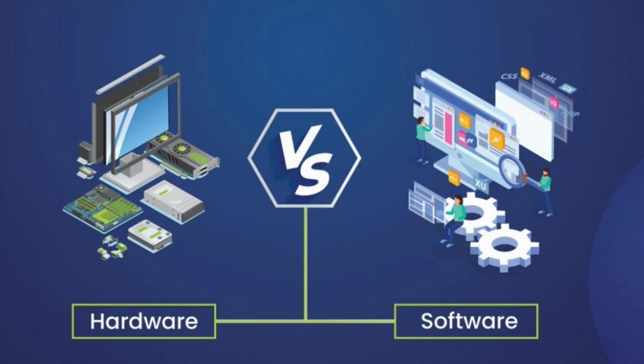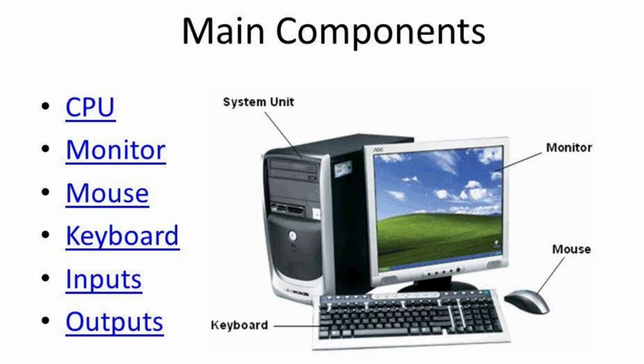In this video, we will understand one of the most important concepts in computers, the difference between hardware and software. Let's start with hardware. Hardware refers to the physical parts of a computer that you can see and touch. These include devices like the keyboard, mouse, monitor, CPU, and storage devices.